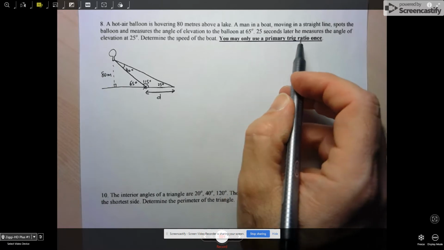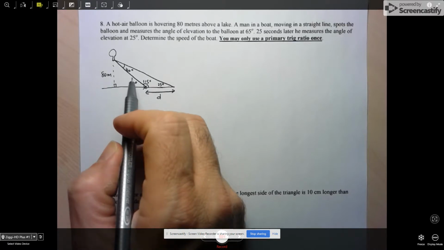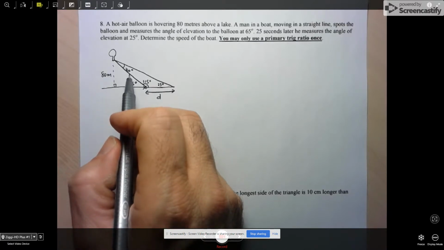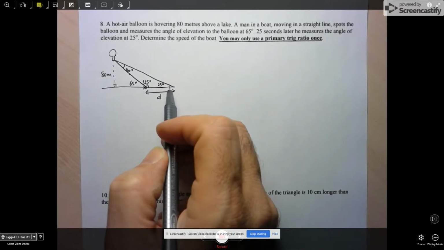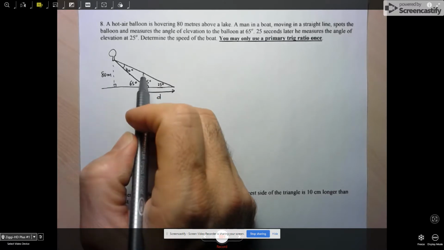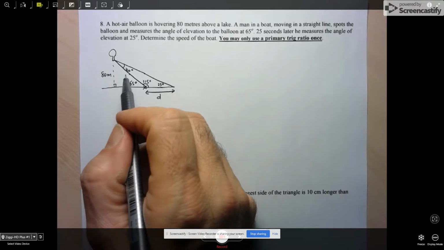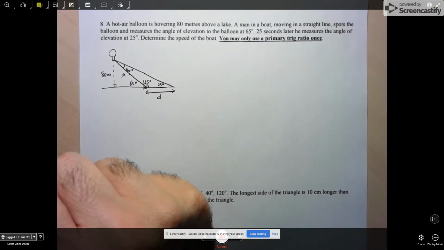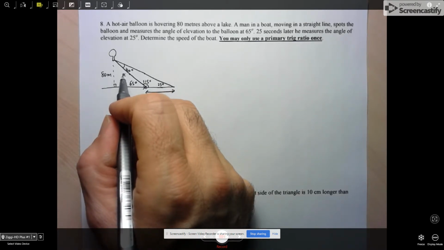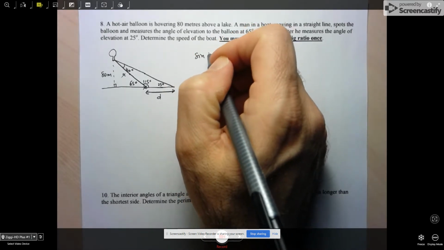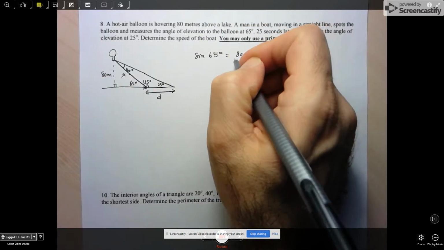But remember, we are able to use a primary trig ratio once. So what I can do is use either this smaller right angle triangle to determine that length there, which is the hypotenuse in that triangle, or I can work with this larger triangle to determine the hypotenuse of that right angle triangle, which is also one of the side lengths in that triangle there. So I'll work with this small one here. I'll call that x. I have the angle, I know the opposite, and I'm looking for the hypotenuse, so I'm going to use sine. So we have sine of 65 degrees is equal to the opposite, which is 80, over the hypotenuse, which I called x.